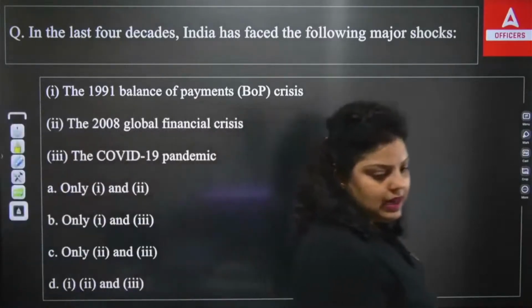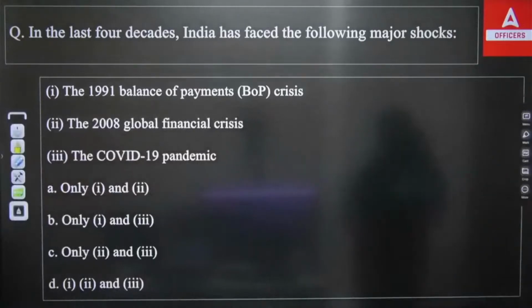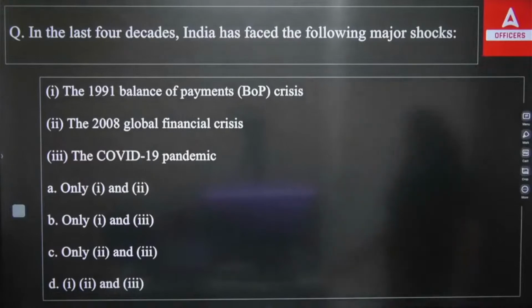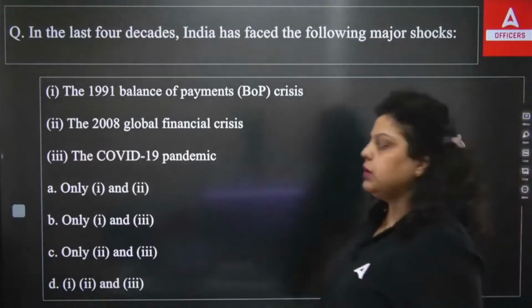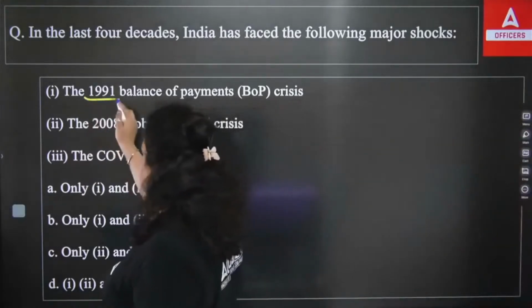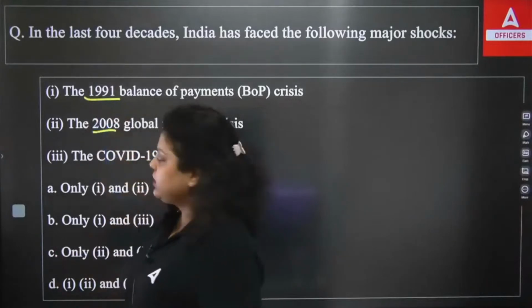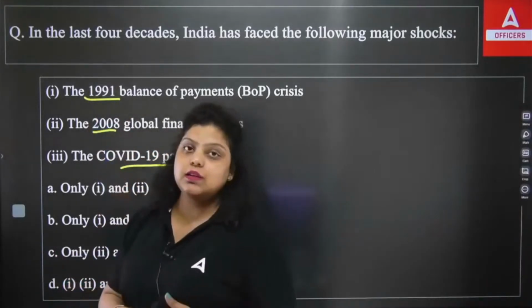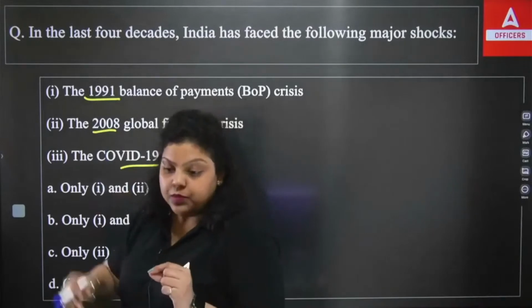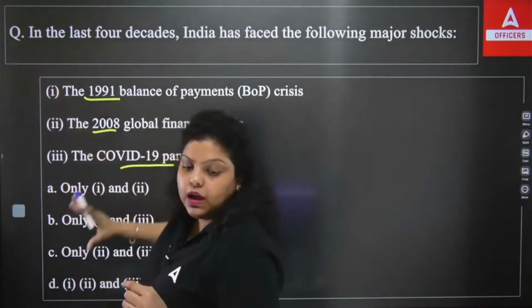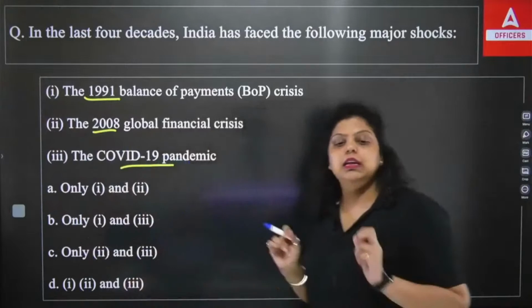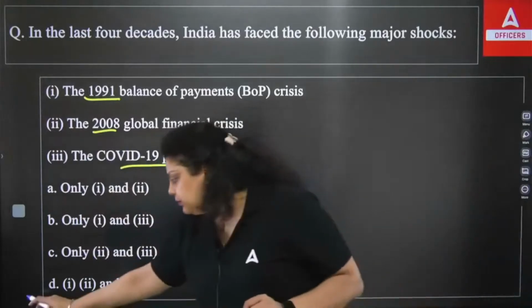If you have attended my classes earlier, I have already discussed it. India faced the balance of payment crisis in 1991. In 2008, India faced the global financial crisis, and in 2019 we faced the COVID-19 pandemic also. All three affected the Indian economy's growth. So the right answer will be D.